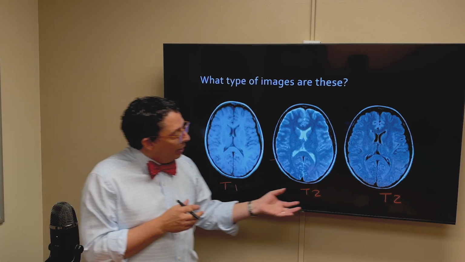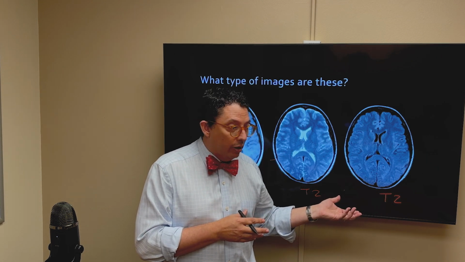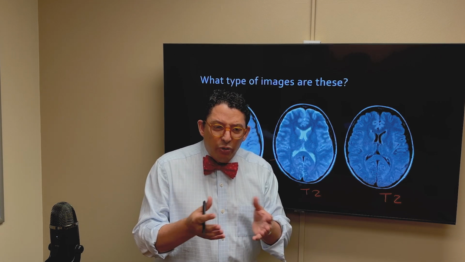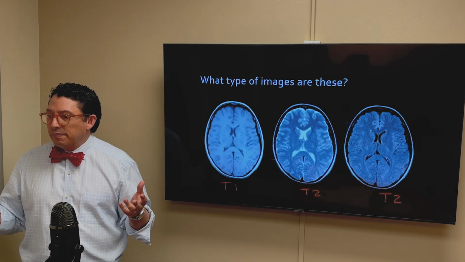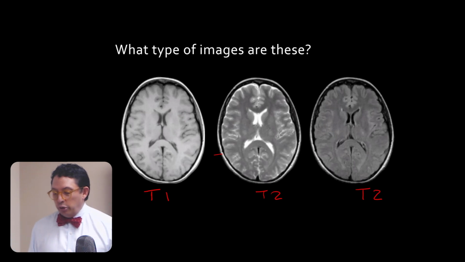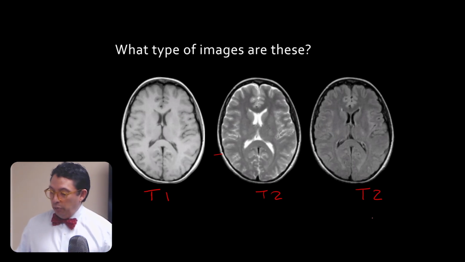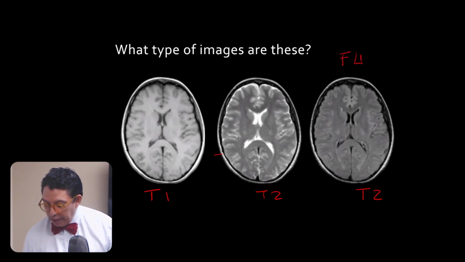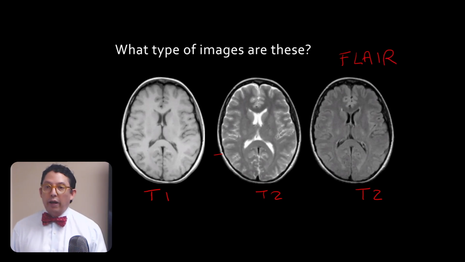But then we ended up with this sequence, which has a T2. You know it's a T2, white matter is dark. But then the ventricles are dark. What is going on with that? That doesn't make any sense. So I'm going to introduce you to the third main sequence that we use on MRI, which is a T2 where we saturate the fluid. And we call that fluid attenuated inversion recovery sequence, or FLAIR.